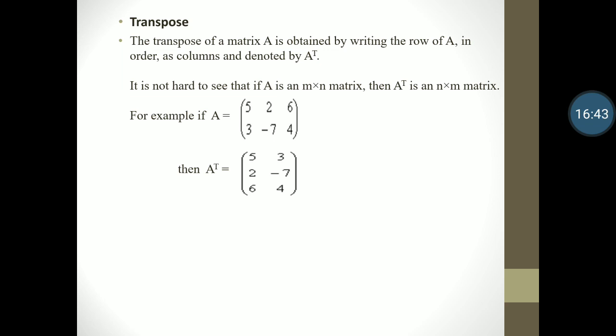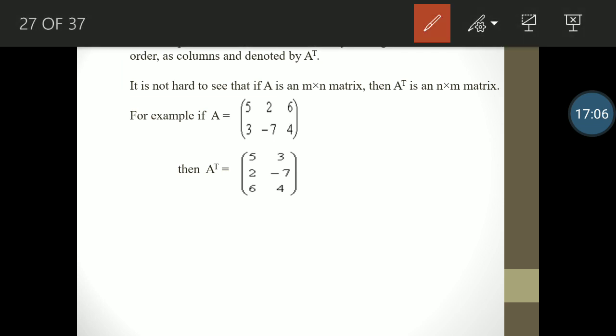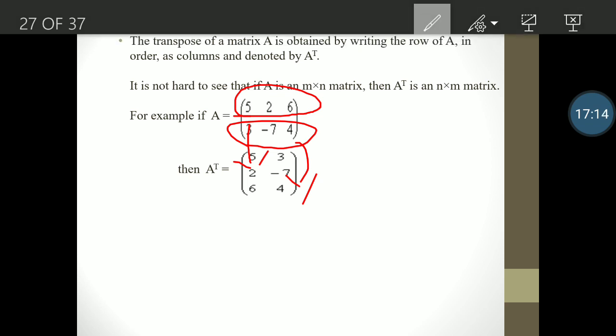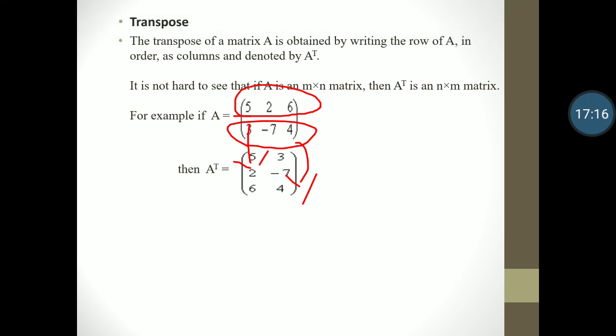Next thing is transpose of a matrix. The transpose of matrix A is obtained by writing the rows of A in order as columns and is denoted by AT. It is not hard to see that if A is an M cross N matrix, then the transpose of A will be an N cross M matrix. Nothing major here, only a simple thing. This row will become this column, this row will become this column. So this is the transpose of a matrix.